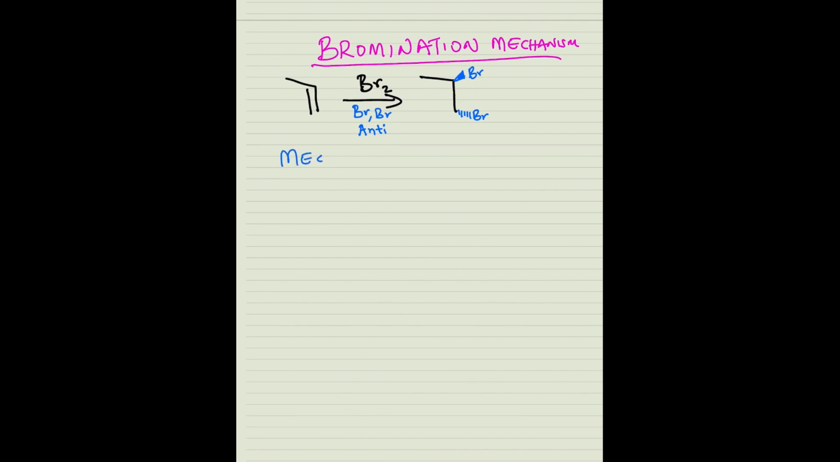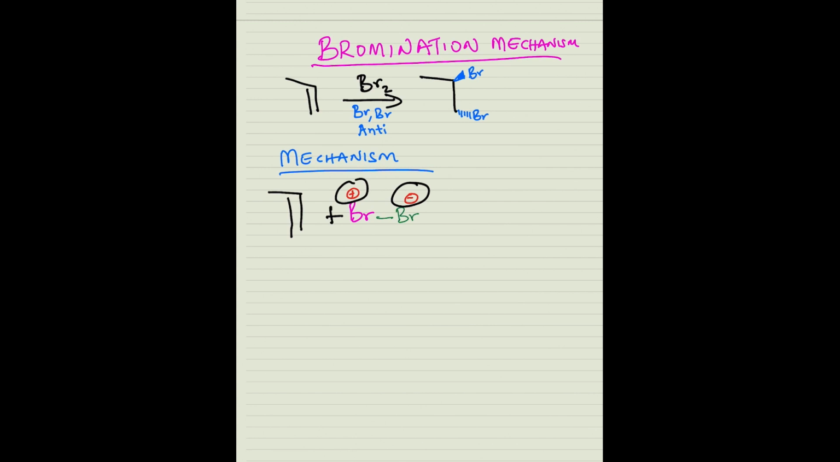Mechanism. First, we will draw the Br2 as Br and Br. I'm differentiating them and you'll see why. The first step involves an alkene attack on the Br. So assume one side of the Br is an electrophile, positive charge, and the other side of the Br is a nucleophile with a negative charge. So remember, this is just the way you assume or visualize, not really positive or negative, but it makes it easier to understand the mechanism.